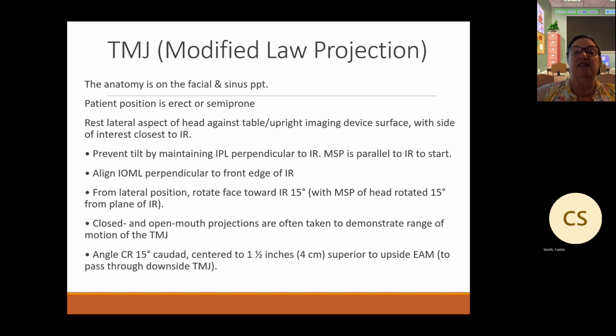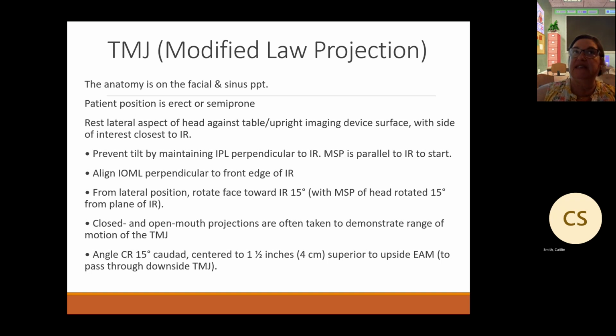The TMJ is a projection, it's a Law. They call it the Law projection or the 15 by 15. Basically, the patient is in a true lateral. The difference is once you get them in a true lateral, you then rotate their face 15 degrees forward and angle the central ray 15 degrees caudad, centered 1.5 inches superior to the upside of the EAM. So that central ray is going to pass through the downside of the TM joint.